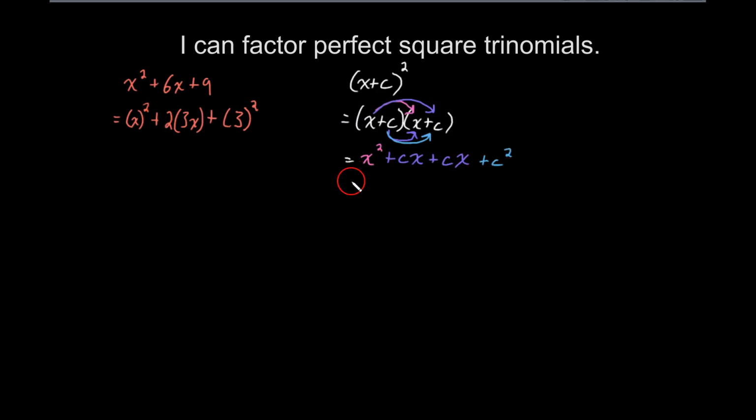So now if we were to combine our like terms in the middle, this is equal to x squared plus 2cx, because there's two cx terms, these are both like terms, with a coefficient of 1 more or less, plus c squared. So we see if we were to FOIL this binomial out that's being squared, we'd get x squared plus 2cx plus c squared, which is similar to what we have going on over here.